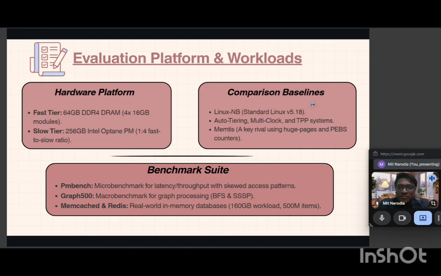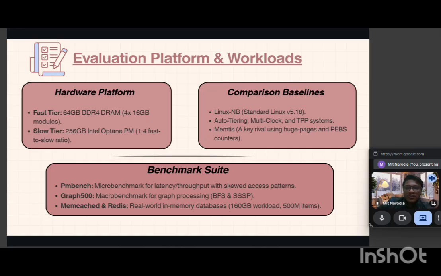So now move on to section 5. This is the evaluation, where they prove how Chrono actually works. First, what type of hardware did they use? They took a server and made two memory tiers: a fast tier with 64 GB of normal DRAM and a slow tier with 256 GB of Intel Optane. This 1 to 4 ratio is common in servers nowadays.